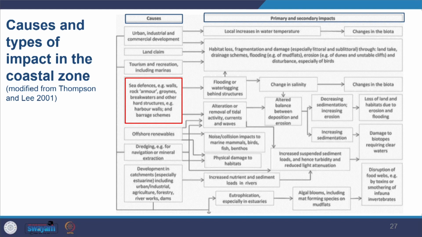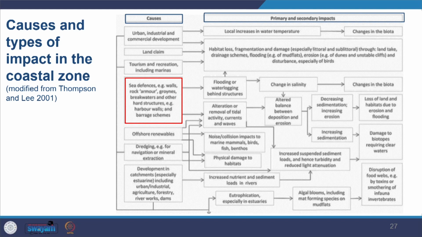And then it would also lead to removal of tidal activity. The tidal activity, which was happening without any barrier there, would now be altered, or would be removed from that place. So tidal activity, currents, and waves would be removed, or they would be changed because of the structure which you're building there.